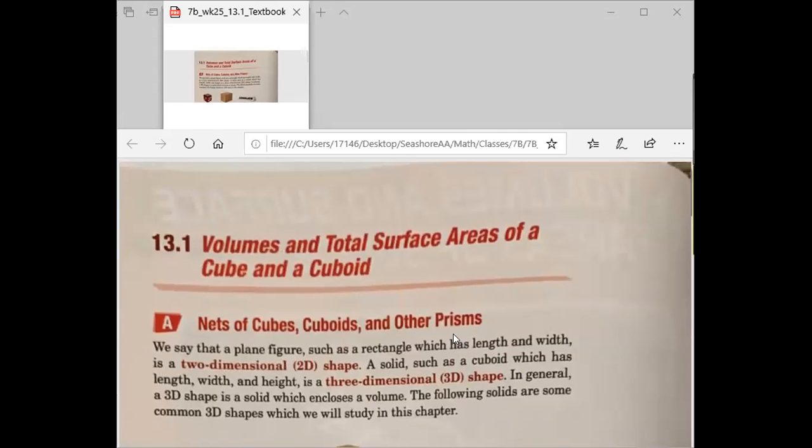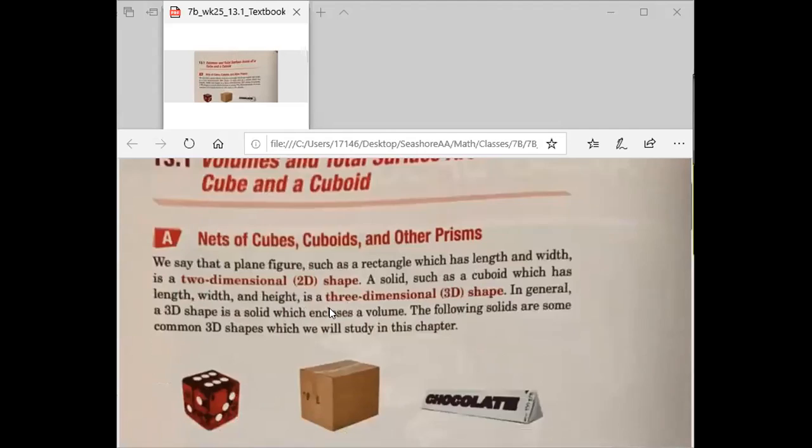Academy class. Now we're gonna start a new chapter about our 7th grade math. Fiona, can you hear me clearly? Yes, I can. Okay, great. Today we're gonna talk about the volumes and total surface area of a cube and a cuboid.